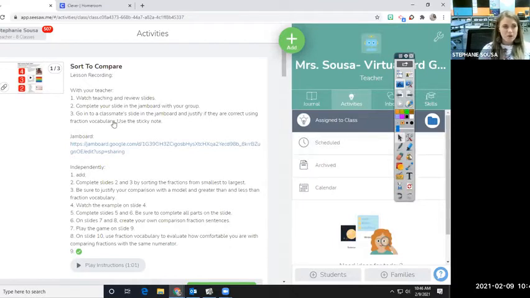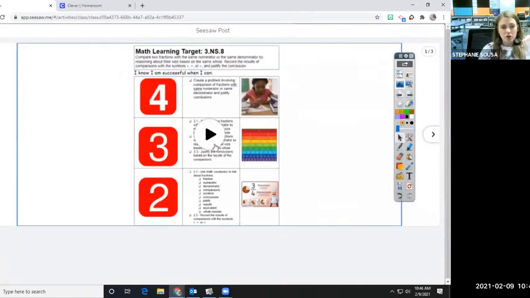Here's what it says. With your teacher, we're going to watch the teaching and review slides. Don't even try to click on this. I have it locked. You're going to complete your slide in the Jamboard with your group. You're going to go in a classmate's slide in the Jamboard and justify if they are correct using fraction vocabulary. So we're going to watch a video. You're going to do work. You're going to go grade each other's work using sticky notes, okay? First things first, let's take a look at our learning goal. Here is your goal for today.